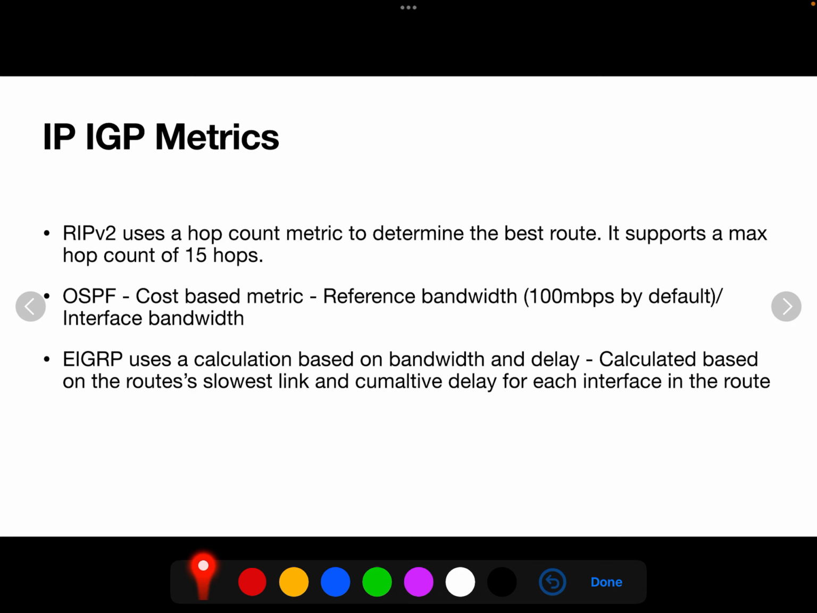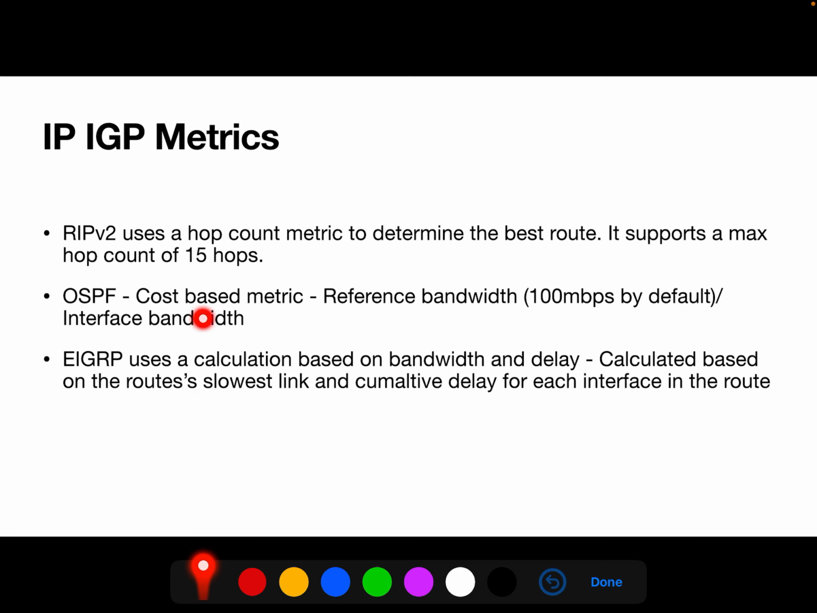Now, IGP metrics. I've touched on this two slides back. RIP version 2 uses a hop count metric to determine the best route. It supports a maximum hop count of 15 hops. So you can't have a route with more than 15 hops in RIP version 2.